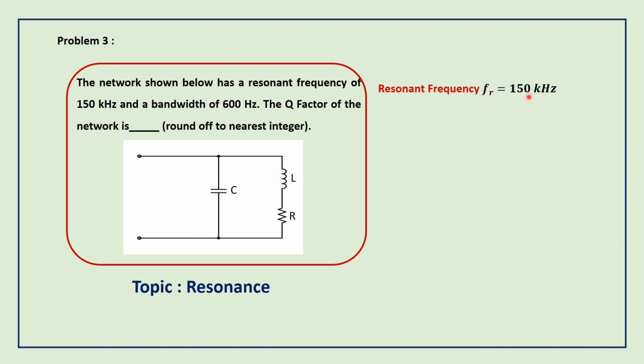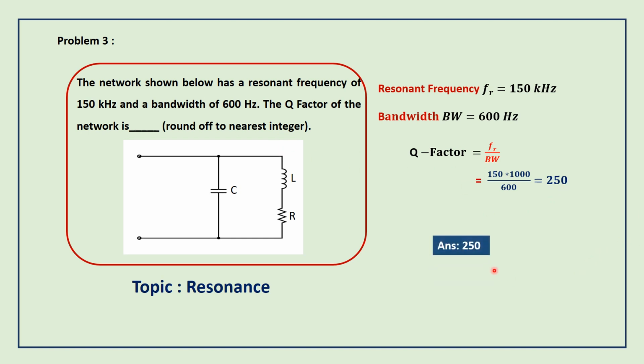Resonant frequency FR is given as 150 kHz and bandwidth is given as 600 Hz. So with the given resonant frequency and bandwidth, we can find out the quality factor easily. We know the formulation of Q factor, which is equal to the ratio of resonant frequency to the bandwidth. So here two values are given. So directly we can substitute those values. So 150 kHz is 150 into 1000 by 600. If we simplify that, Q factor equals 250. So we solved for the Q factor of the network. Q factor of the network is 250. The answer is 250. So this is one of the easiest problems.